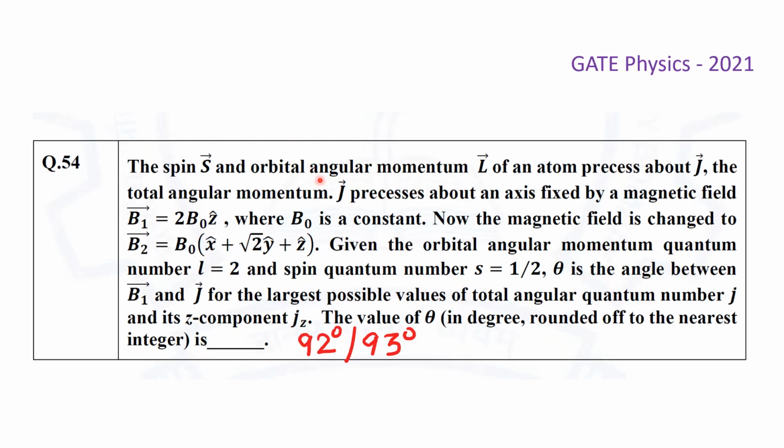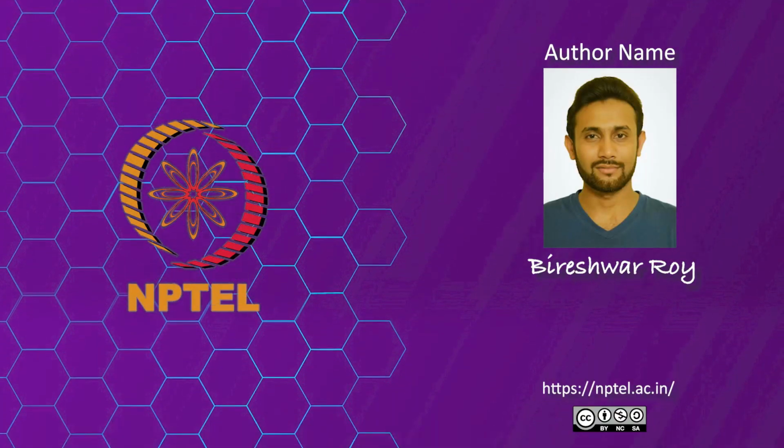So from the solution we found that the value of theta, the angle between the total angular momentum vector J and the magnetic field vector, is either 92 degrees or 93 degrees, because it has a range from 92 degrees to 93 degrees.